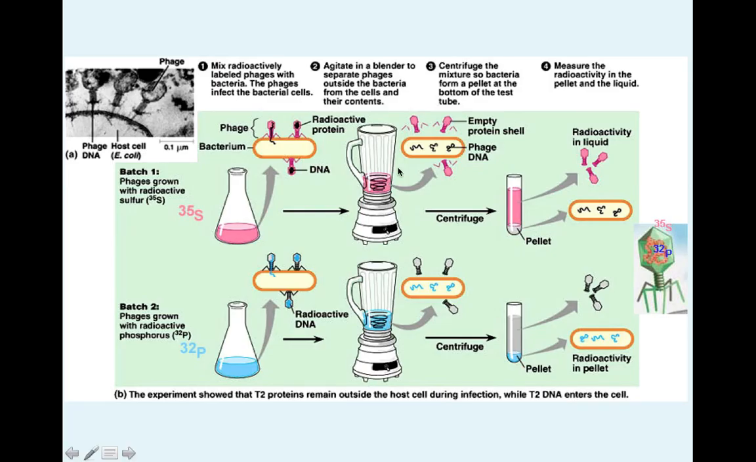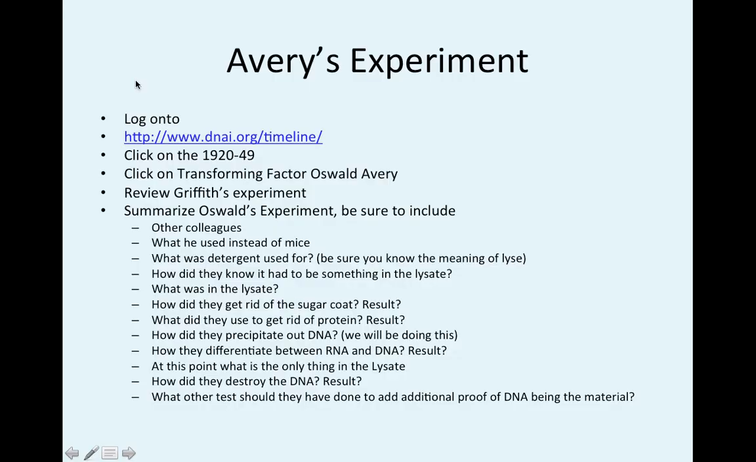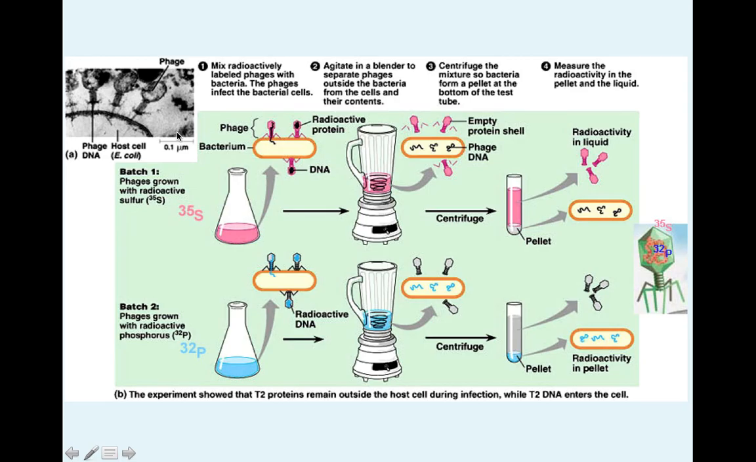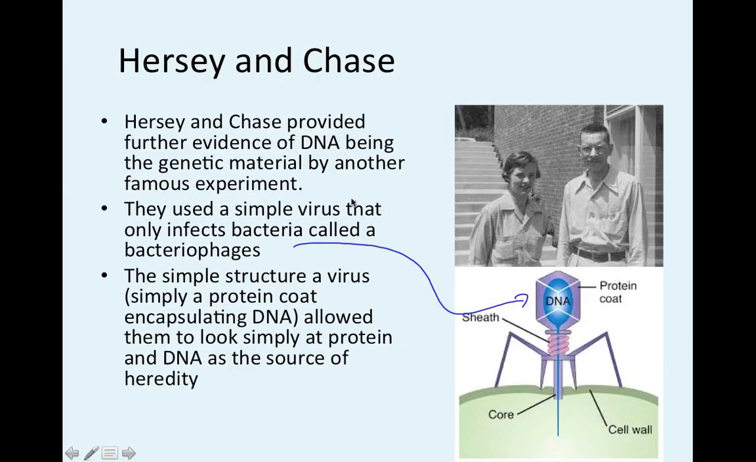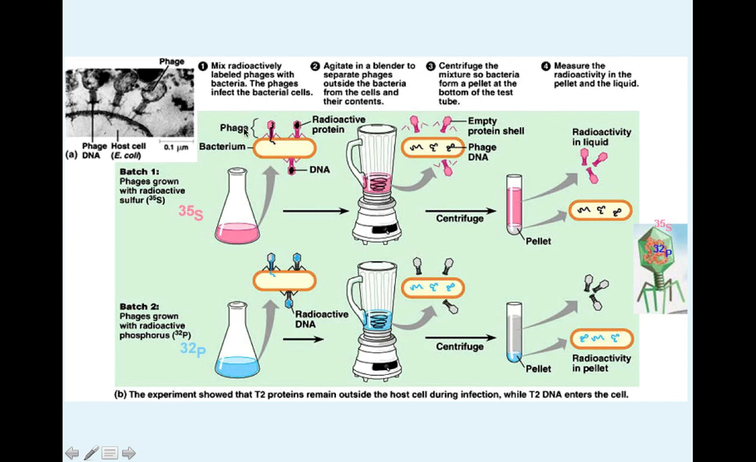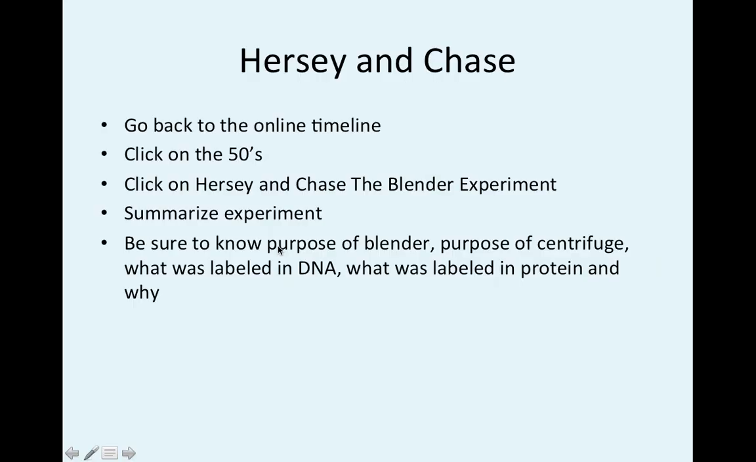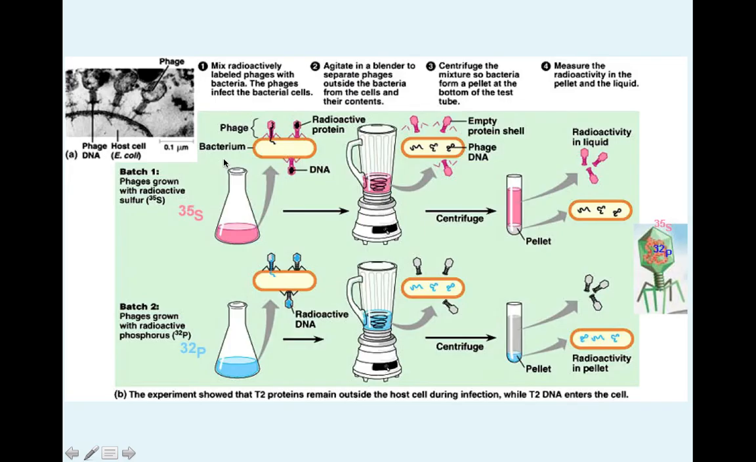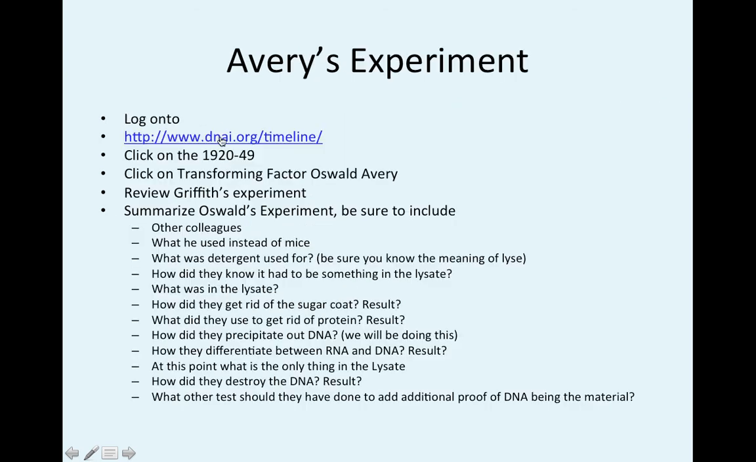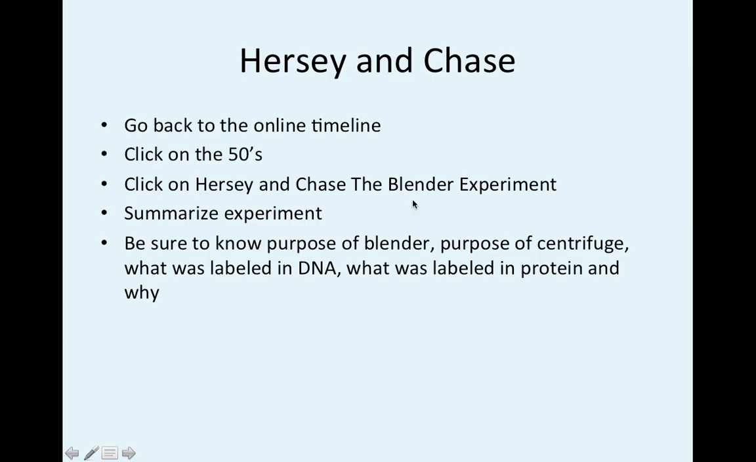So this is the big diagram, and I'm going to ask you to go through the experiment on that link that I gave you before. Go through the Hershey and Chase experiment. We want to make sure that we understand it. I'll probably talk about this a little bit tomorrow, but I want you to go through it at least once, because if I go through it right now, it's going to be very confusing until you've at least looked it up once. So what I'm asking you to do is to go back to that timeline website, and go through the Hershey and Chase blender experiment.